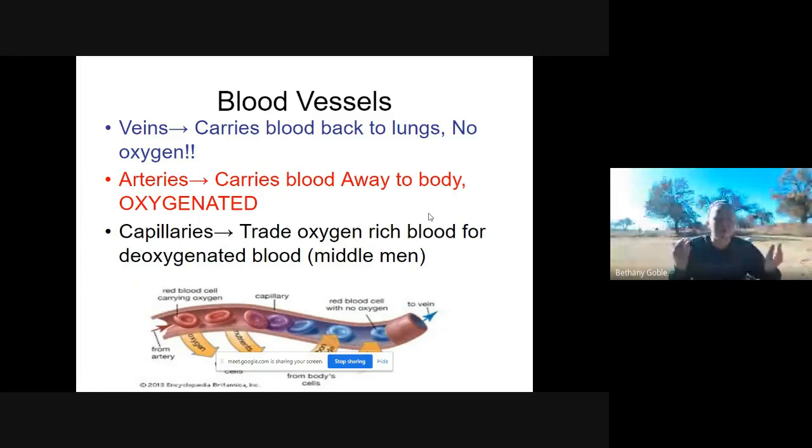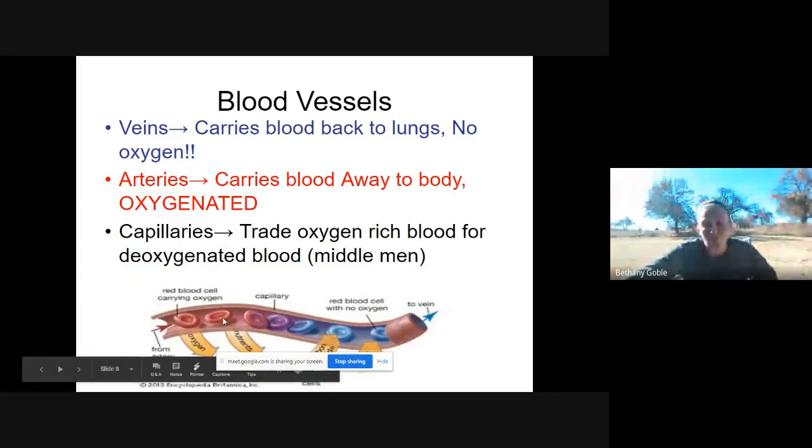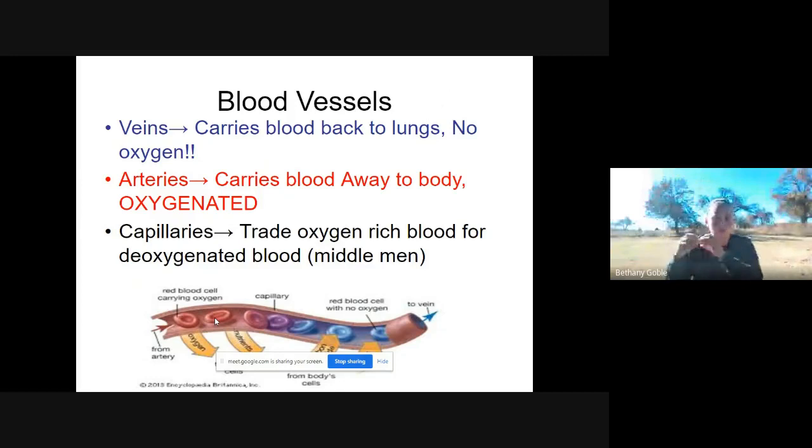Okay, what you got to give them, and they make the switch. So think of the capillaries as like the middlemen. And that's what this picture shows down here. You have your artery, which has the red blood cells. And I like to call those blood cells little blood boats. So it has the good oxygen.